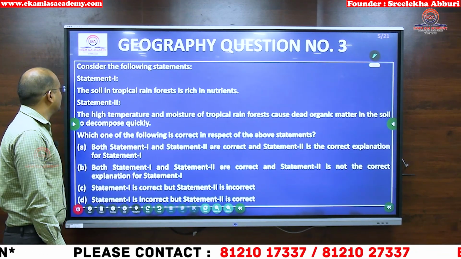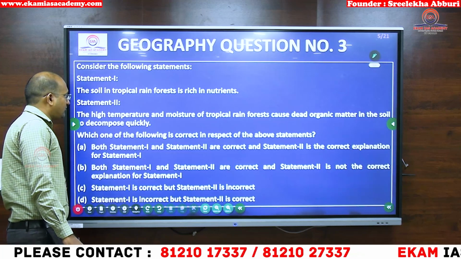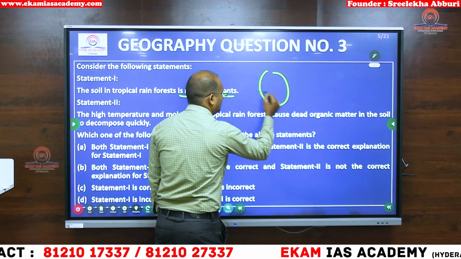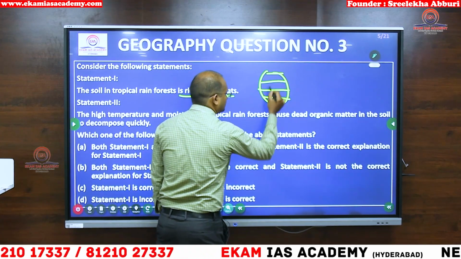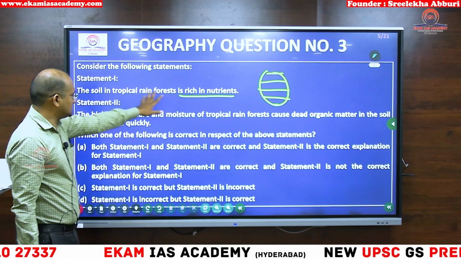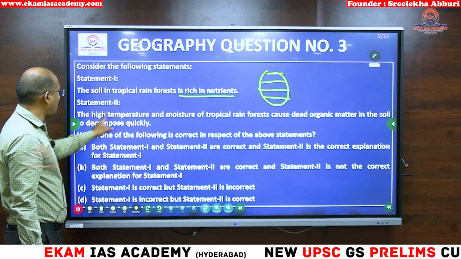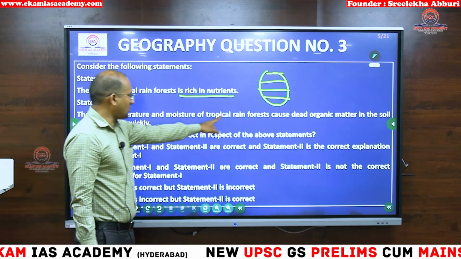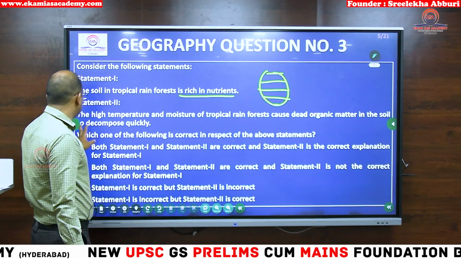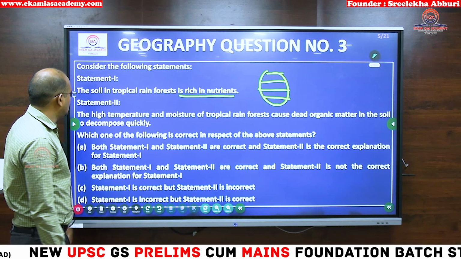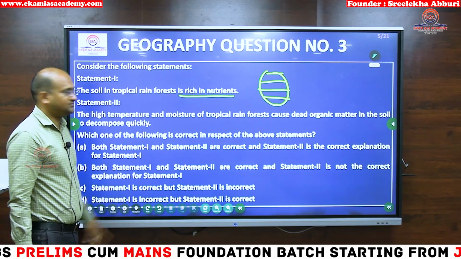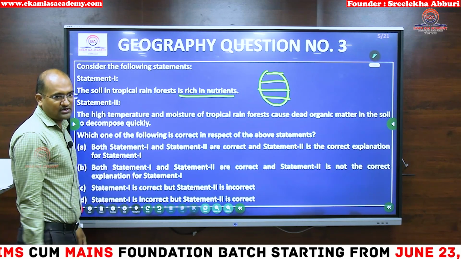Consider the following statements. The soil in tropical rainforests is rich in nutrients. So, you know tropical, equator, then you have tropics, then you have poles. Okay. In tropical rainforest, the soil is rich. The high temperature and moisture of tropical rainforest cause dead organic matter in the soil to decompose quickly. Now, these are two statements. First, you have to find out whether this is true or not. This is a true statement if you have gone through that forest lesson.